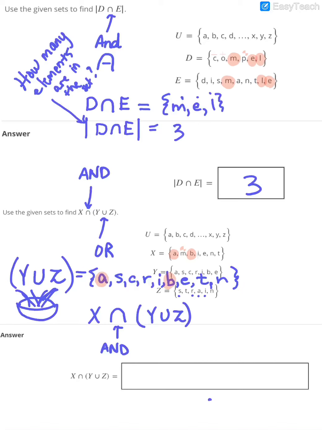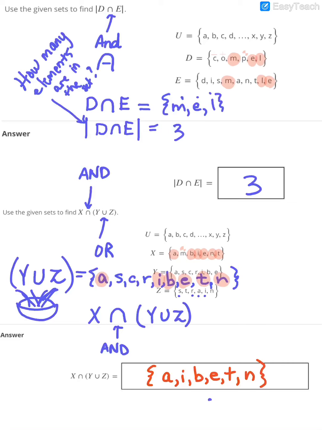I see a letter I in set X, and it's also part of my union. I see an E that's in set X, and I also see it in the union. I see an N that's in set X. It's also in the union. And I see a T. So almost all of that, with the exception of the M. So my final answer down here, I'm going to list all those elements that they had in common. I had the A, the I, the B, the E, the T, and the N. And we put it in set notation.